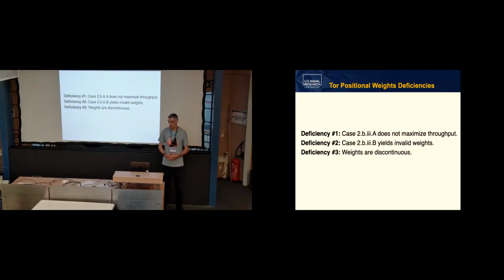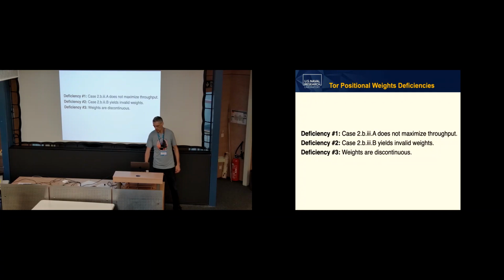In looking at these cases and their definitions, we identified three deficiencies in Tor's weights. In the first deficiency, there's a case that doesn't maximize throughput. In the second deficiency, there's a case where it yields invalid weights entirely. And a third deficiency is that the weights are discontinuous, meaning there are network states that are very similar. You might add a single unit of bandwidth to a single relay, and it'll go to a different case, and then the way that the relays are used becomes very different. Maybe the D relays stop being used as guards and start being used in exits.